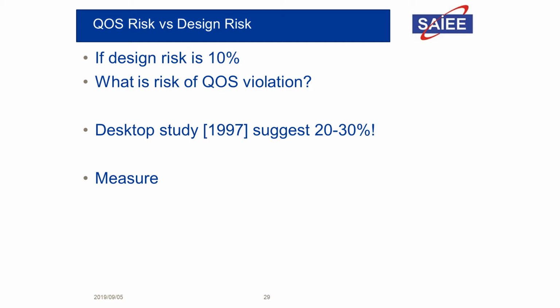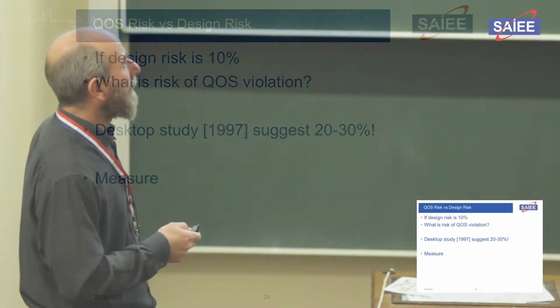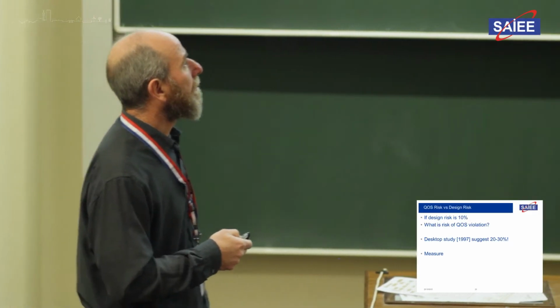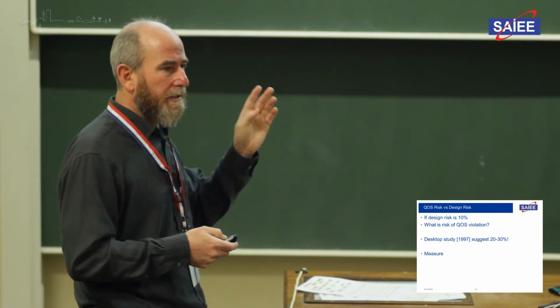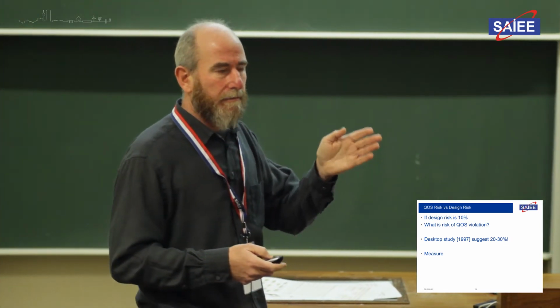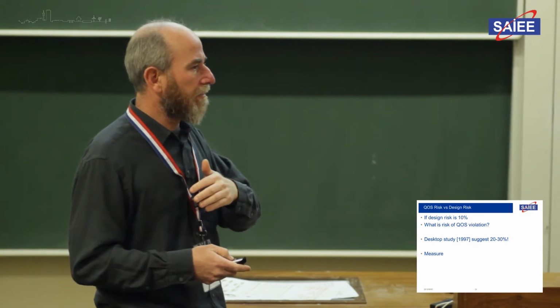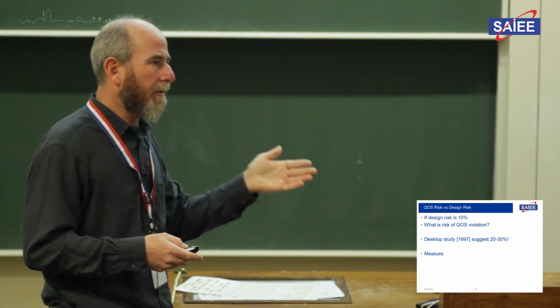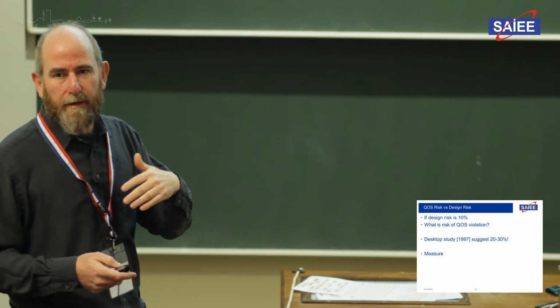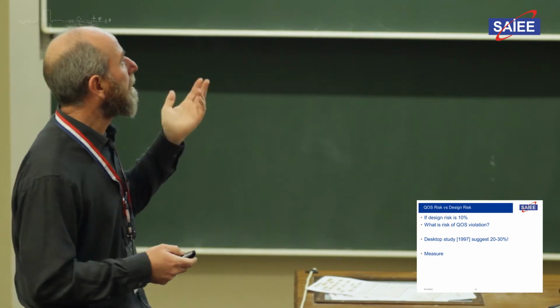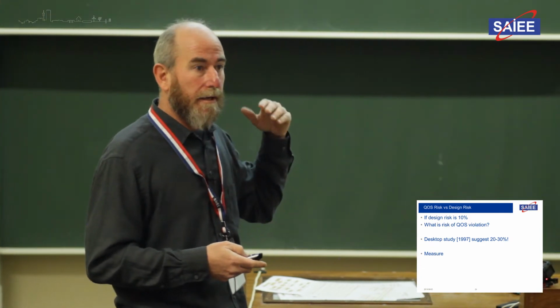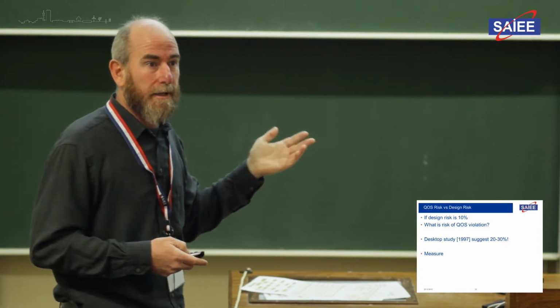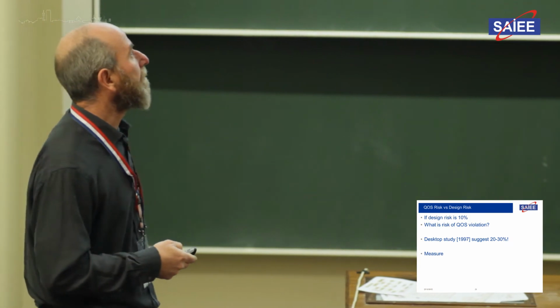So we launched into the study in 1997. This was my master's research. It looked like about 20 to 30%. So if you design for 10%, 1 out of 3 times you'll actually have a violation. You were hoping to get 1 out of 10, and you're going to get 1 out of 3 times. Then I had an opportunity to go and measure some of these things and test that theoretical desktop study of mine.